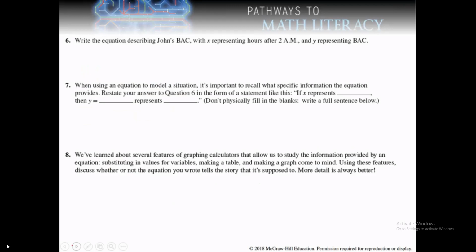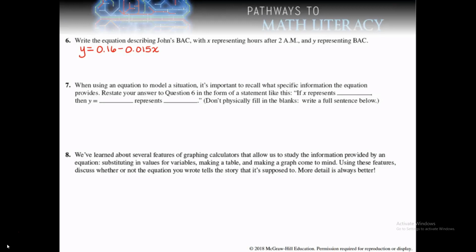So then in 6, we'll write the equation. So y is his BAC, y equals, and we know that it started at 0.16 and decreased by 0.015 per hour. So that would be 0.16 minus 0.015 times the number of hours, or times x.